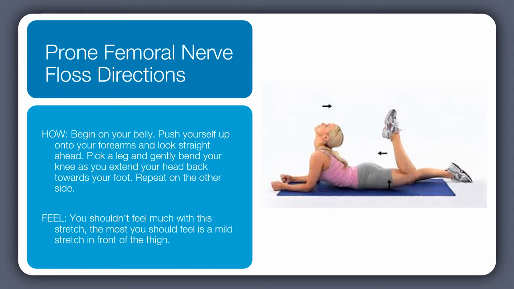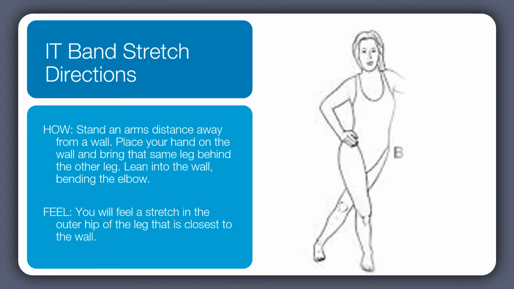So this is done prone, on your belly. You can also do this on your side. So basically what you're going to do is lay on your belly, prop yourself up onto your elbows. You're going to pick one foot, and then you're going to begin to bend that knee as you extend the head back, just like in the picture. So the head and the lower leg are moving towards each other. And then you want to repeat that on the other side. It's primarily used for the side where you experience pain, but it's good to do it on both sides for symmetry.